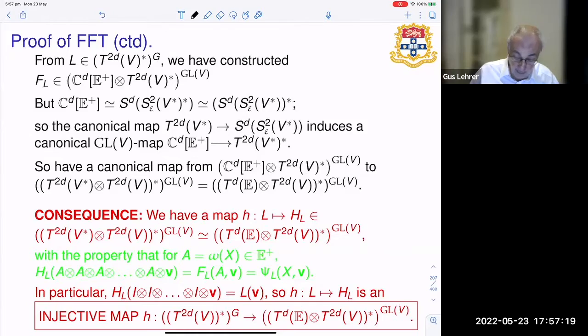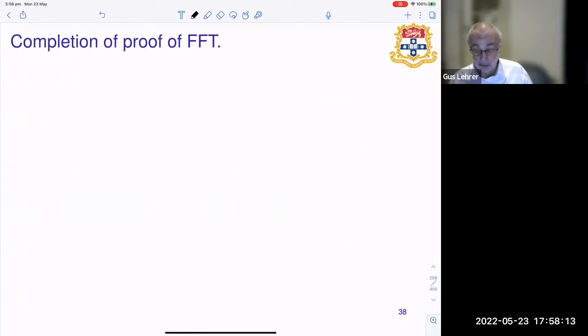To take home, we have an injective map from the orthogonal or symplectic invariants there to the GLV invariants here, and that is the key to understanding the fundamental theorems for the classical groups, because we use this, together with our knowledge of the GLV invariants on here, to make deductions about the space that we're actually interested in.